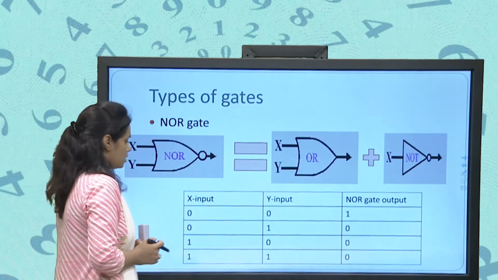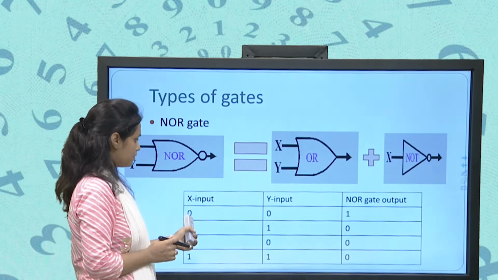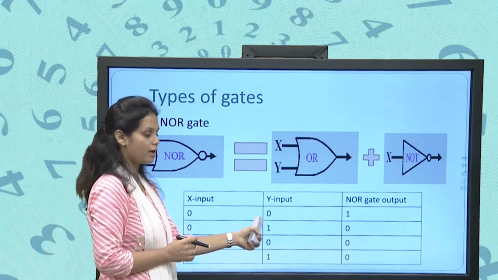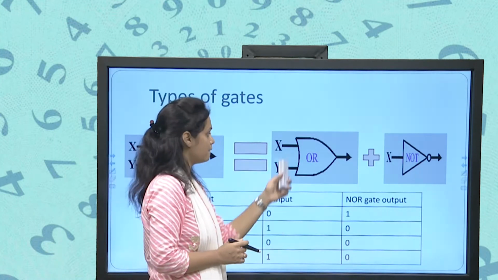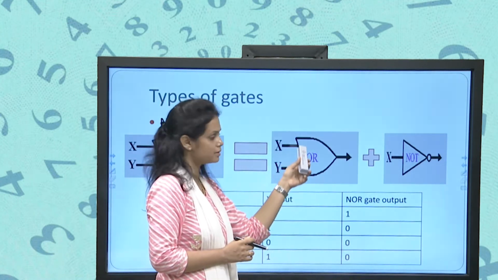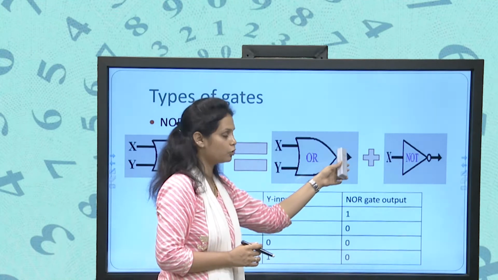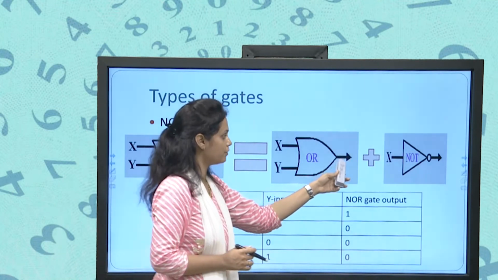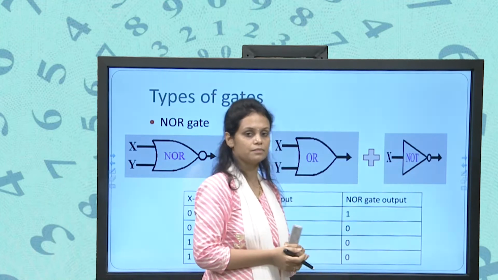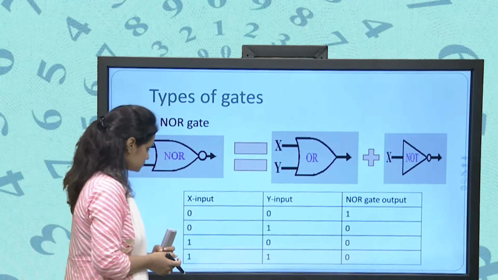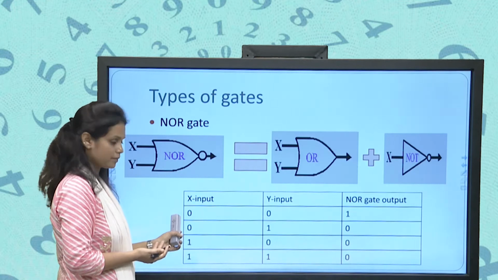In the next example, our x input is 0, y input is 1. So 0 and 1. The output of the OR gate is 1. We will pass it over here. The output of this NOT gate will become 0. Fine. The next one is the same as above.